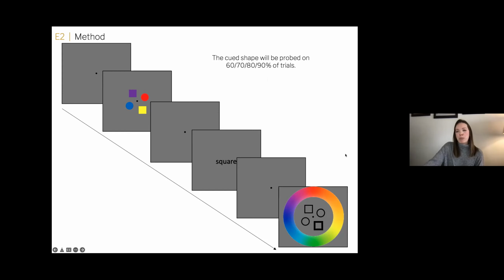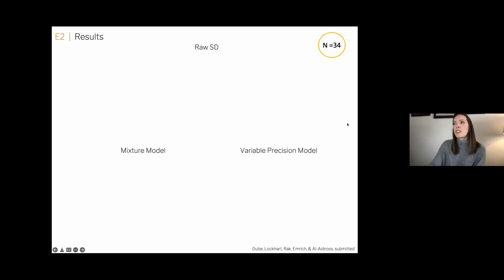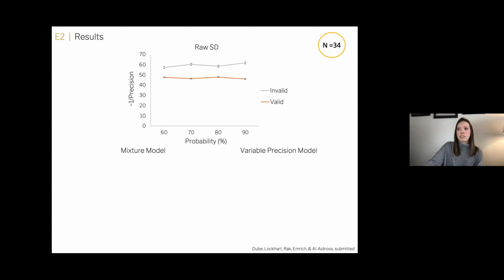And then we measured memory performance in the same ways that I showed you before. So the first thing that I'm going to show you is raw standard deviation. And I'm going to bring up both performance on valid and on invalid trials. And the first thing that I'm going to point out is that they are doing better on valid trials than on invalid trials. So they are doing better on tests of those squares across all the probability conditions relative to tests of those circles. And this is the retro cue benefit.